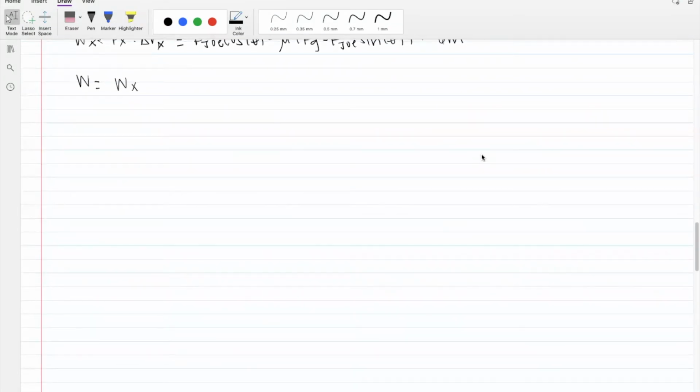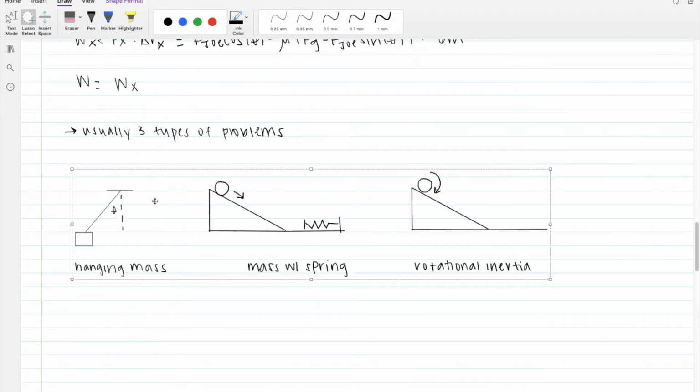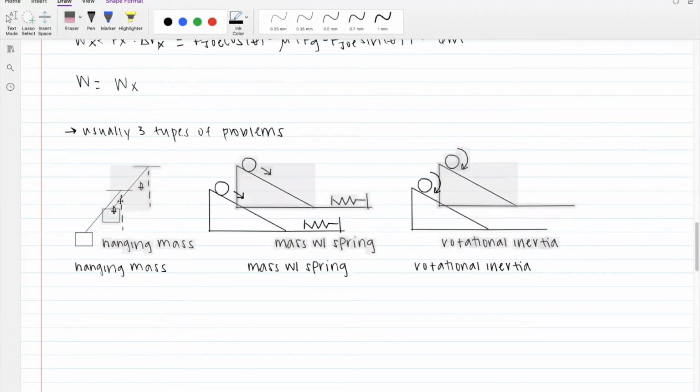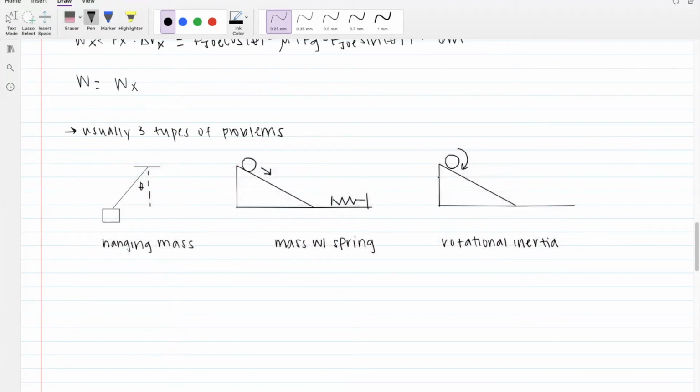Now let's look at the different types of problems that you will see on the multiple choice and or free response. You usually have either a hanging mass, a mass with a spring, or some sort of rotational inertia problem. And we're not going to dive into this in this unit. We're going to do it in the next one because we won't really talk about rotational inertia quite yet.